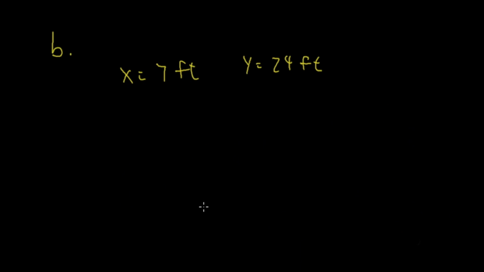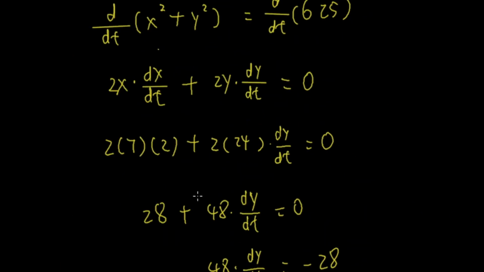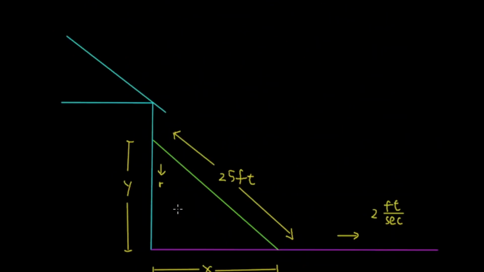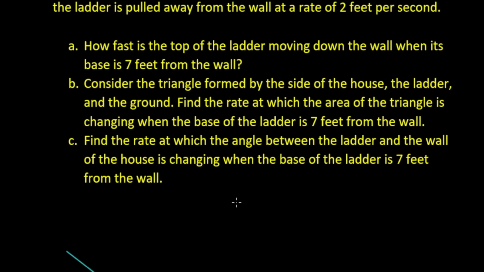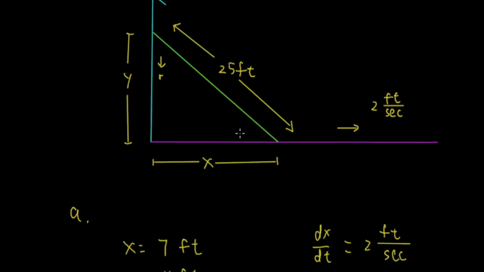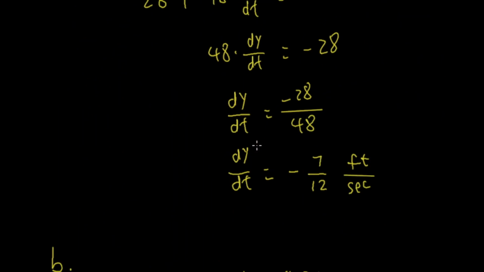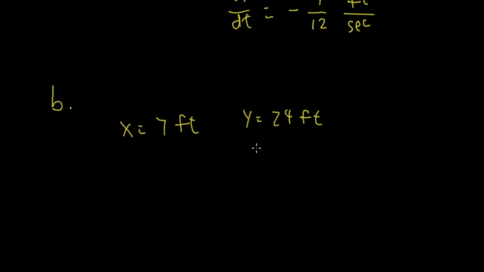What else do we know? What are we looking for here? Find the rate at which the area of the triangle is changing. So the change of area with respect to time. We denote the area as A. That would be change in area over change in time. dA over dt is what we're looking for.